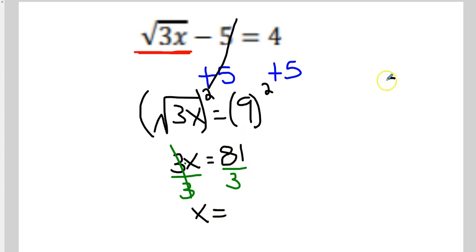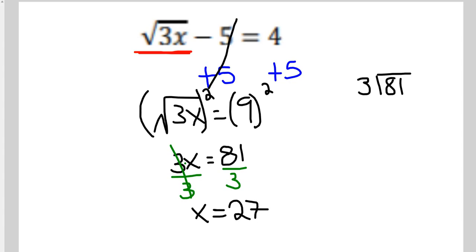And if we want to, always do your long division if you ever get stuck. Also, feel free, if you have access to a calculator, that could also be helpful. But we should get 27.